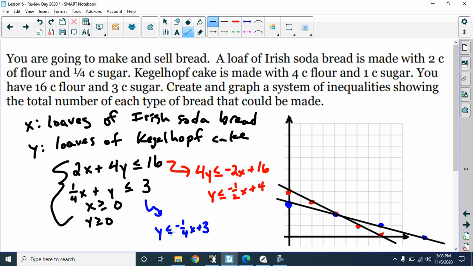That one is also shaded towards 0, 0. So shade underneath. And then also remember, we're only in quadrant 1. So the overlap of all those should be this guy right here.